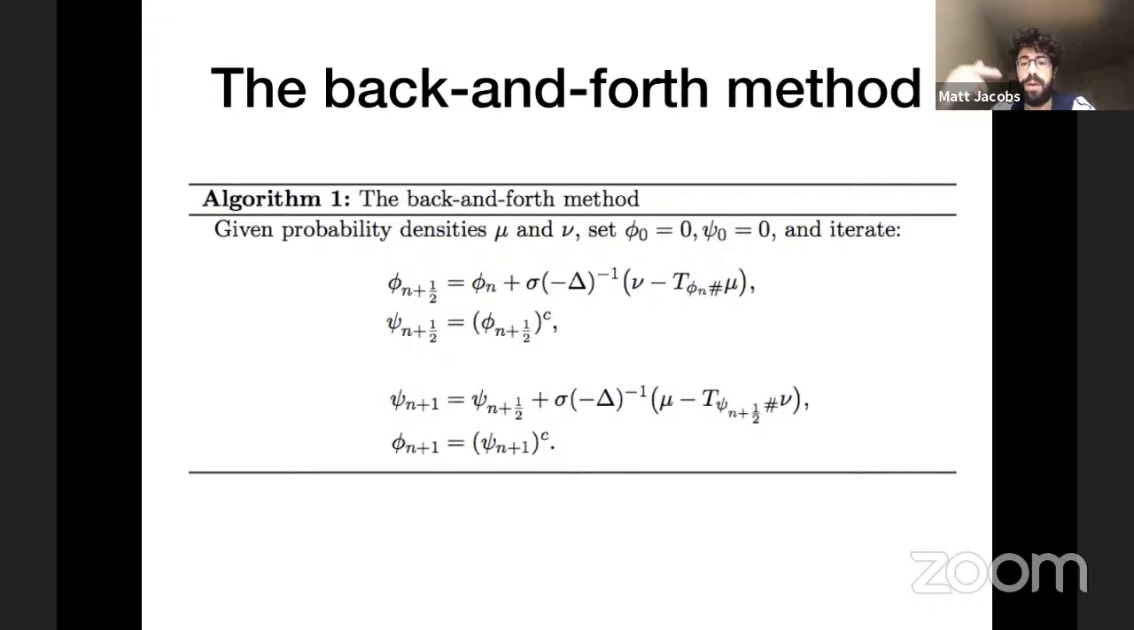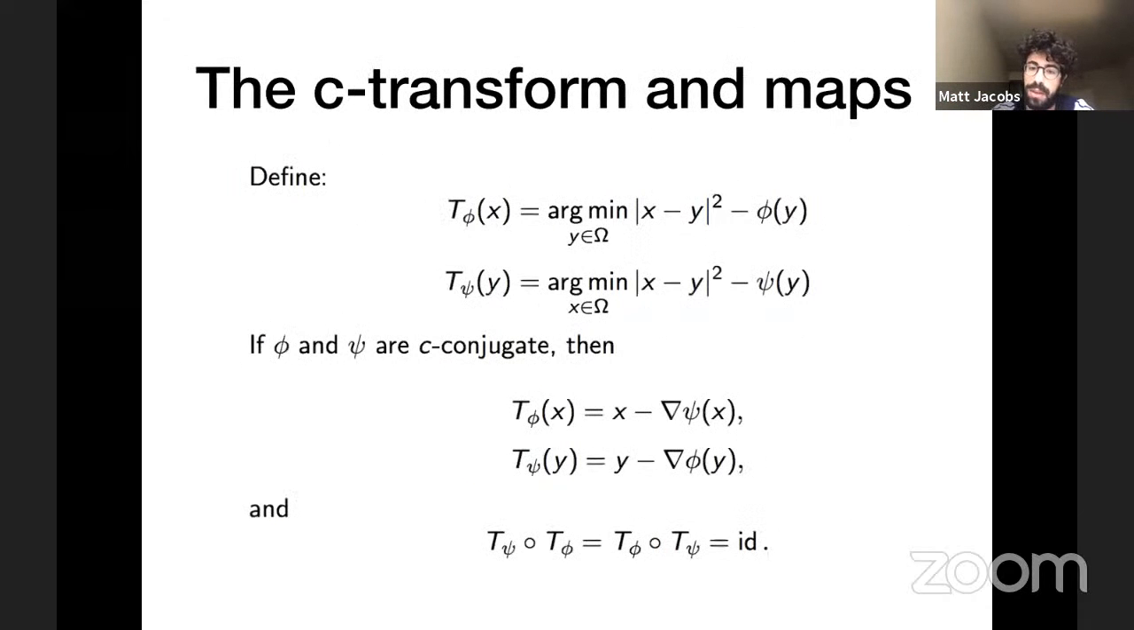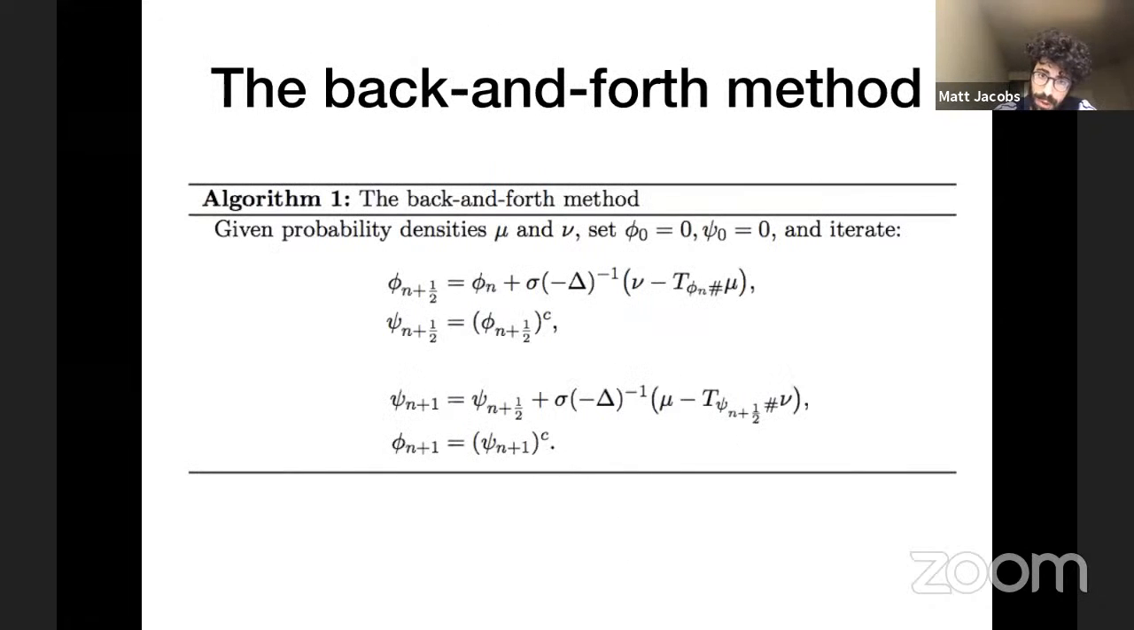And what I want to point out is from the structure of this algorithm, whenever I need to compute these variations, I will already know that psi and phi are C conjugate to one another. So in the third line, when I need to compute this map T psi, I already know that T psi is the C transform of phi. And so I have this very simple formula where I can just compute it directly. So without this alternating C transform structure, you might not be able to compute these gradient steps.